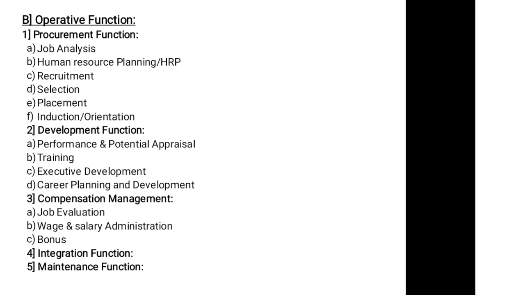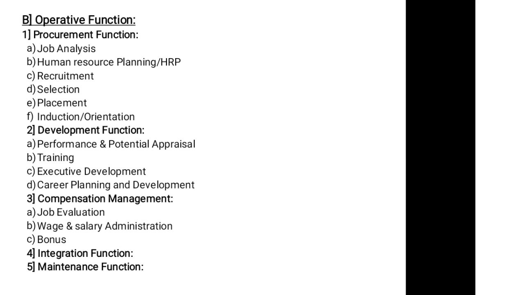In unit number 2, we will discuss in detail this job analysis chapter. Moving further with activity number 2 under procurement function, that is HRP, human resource planning. It is also called manpower planning. HRP is a process of estimating the present and future manpower requirement. So, in short, it gives you the number of how many people are required in future in the organization.